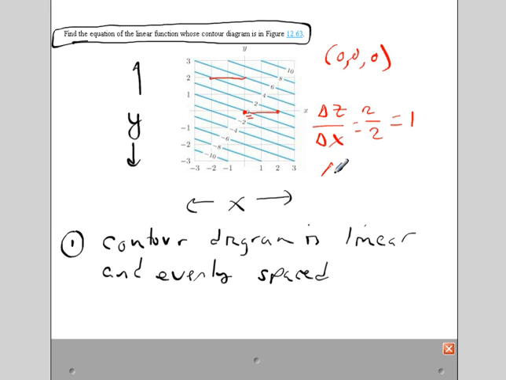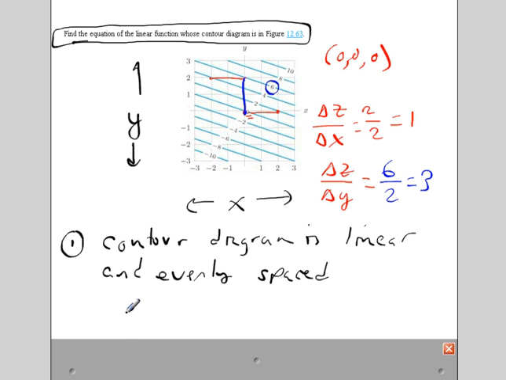What about dz/dy? Or delta z, delta y. Same idea, but now we're keeping x fixed. So we start at our origin, and we go up, and let's go up until we hit a very easy contour line, so right there. So we had to go up 2 in the y direction, and when we went up 2 in the y direction, our z value went from 0 to 6. So the change in z with respect to y was 3.